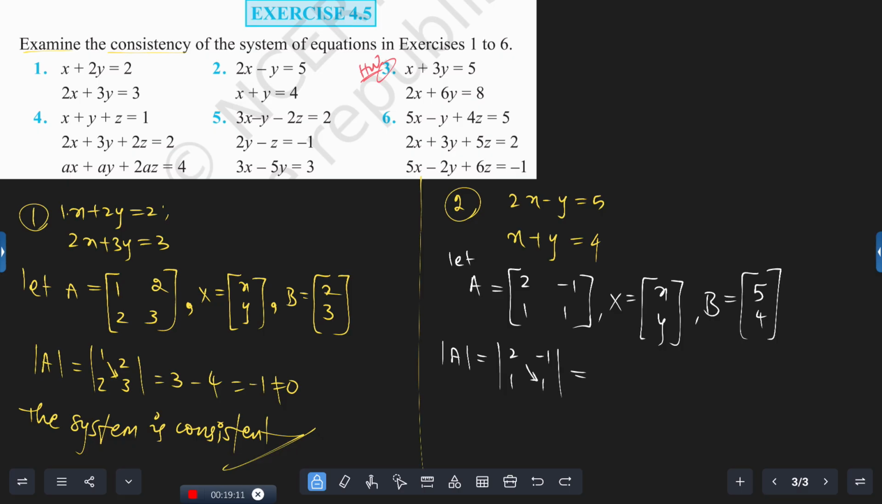So 2 times 1 is 2, minus 1 into minus 1, which is equal to 2 plus 1, that is equal to 3, which is not equal to 0. Then the system is consistent.